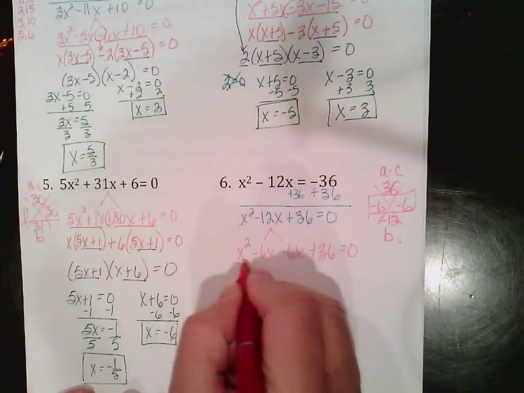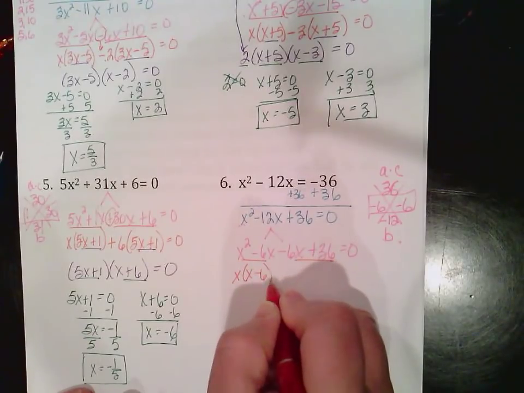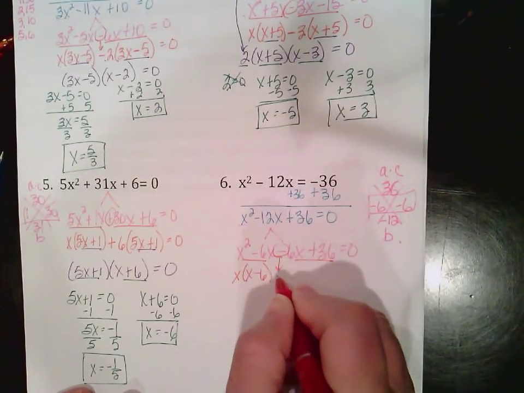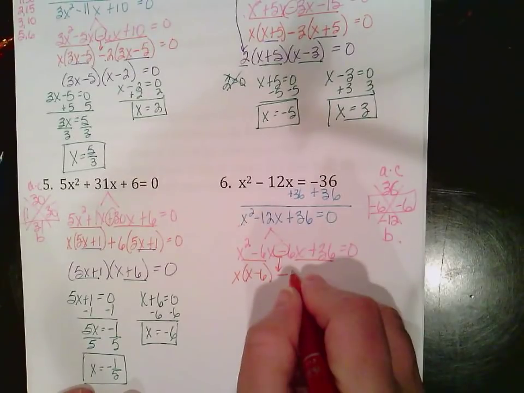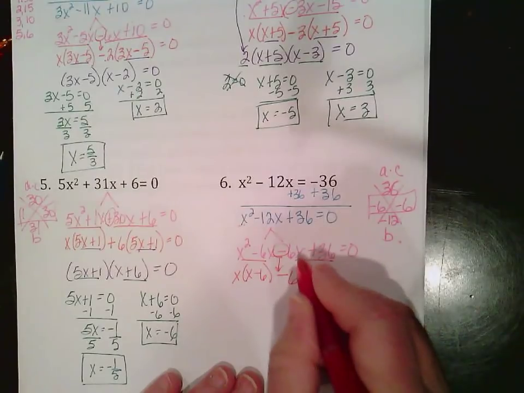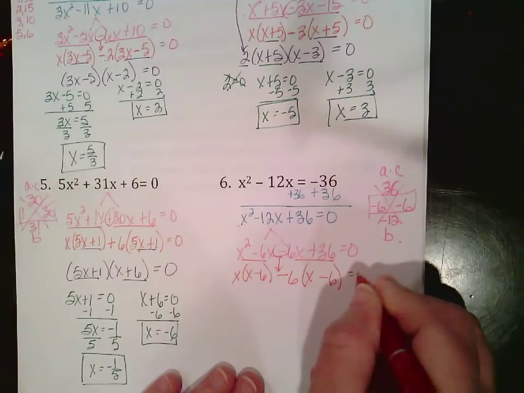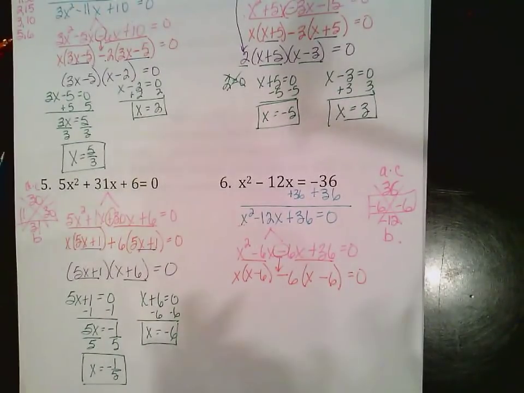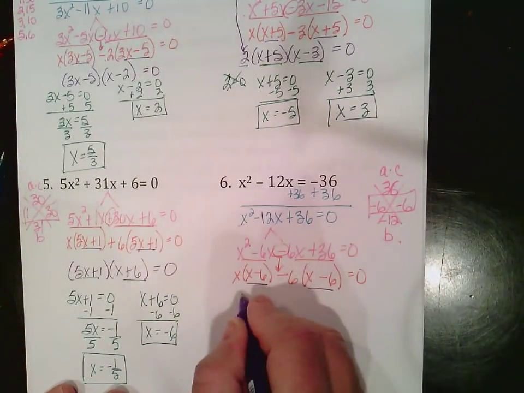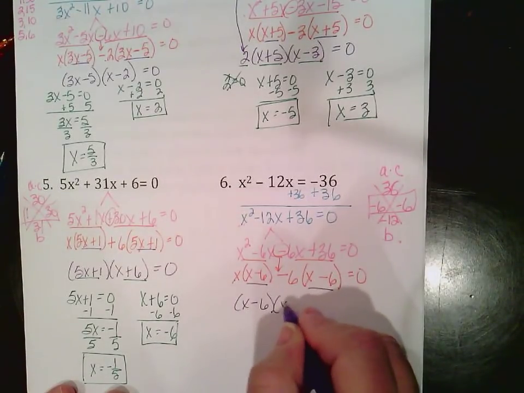Factor by grouping. I can take an x out of this first group, so I have x minus 6. This is a negative, so I'm factoring out a negative. And I can take 6 out of 6x and 36. Negative 6 times x gives me negative 6x. Negative 6 times negative 6 gives me positive 36. This is in common, so I'm going to factor that out. So I have x minus 6. What's left is another x minus 6.